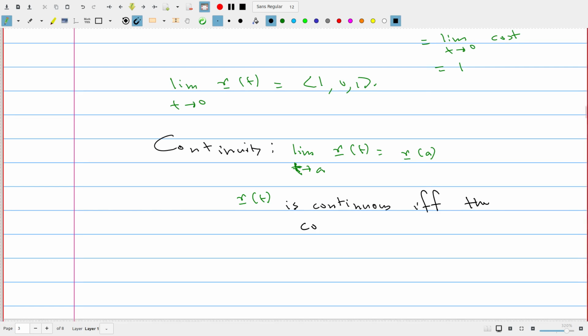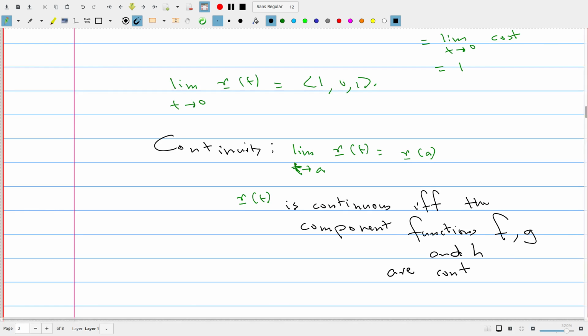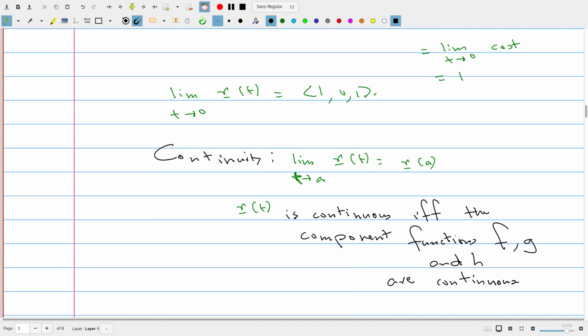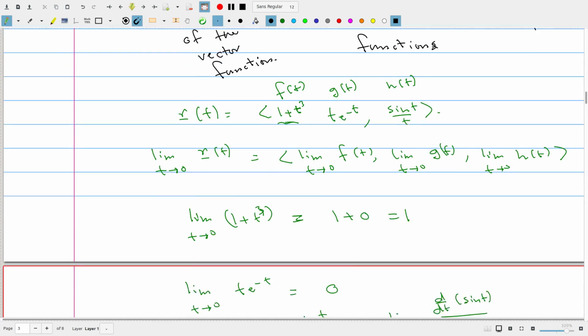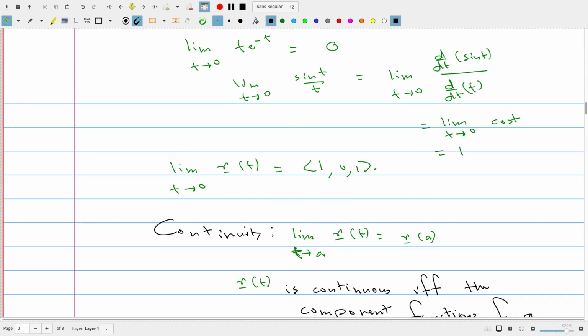the component functions f, g, and h are continuous. Otherwise, this is necessary and sufficient for the limit to get to this value, right? Otherwise, you wouldn't get this value.